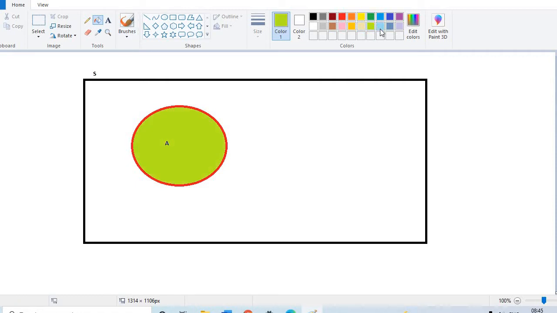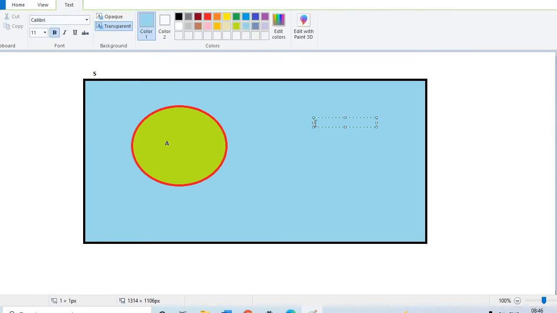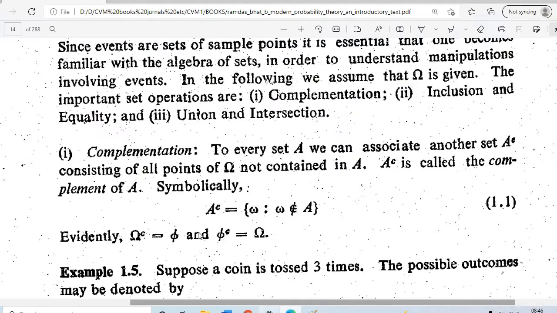Let us consider the other region, that is, the elements that belong to S and at the same time do not belong to set A. So this outer region is called a complement. A complement is usually denoted as A^c.